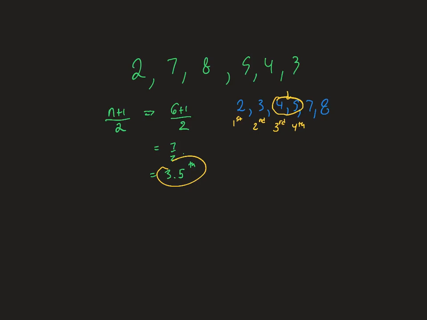So what do you do? You take the average of those two numbers, which would be 9 divided by 2, which is 4.5. So the median is 4.5. And that is the mean, median, and mode of ungrouped data.